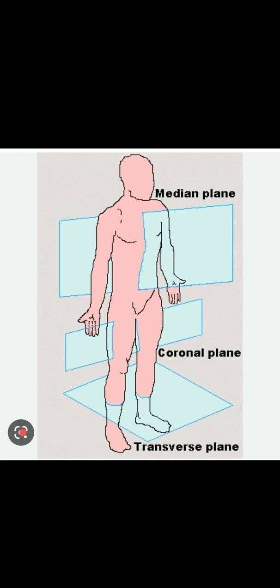In Latin, we have plana transversalia. So this is how it divides the body, up and down. It crosses the body to divide it into superior and inferior. Superior means up and inferior means down.